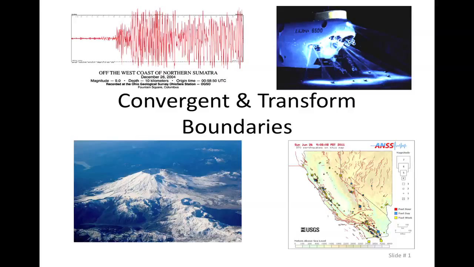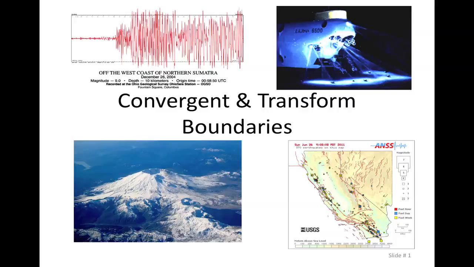Convergent boundaries are famous for producing things like dangerous tsunami, very large earthquakes, and volcanism. In fact, some of the most violent volcanoes form at a convergent boundary. So we're going to spend the first part of this lecture learning about that.